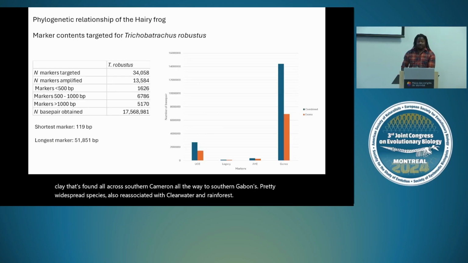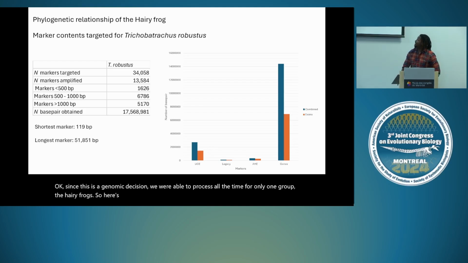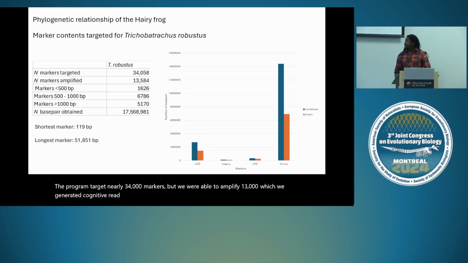Okay, since this is a genomic session, we were able to process all the data for only one group, the hairy frogs. So here's a cut down of what we were able to generate using FrogCap. The program targets nearly 34,000 markers, but we were able to amplify 13,000, which we generated a concatenated read for, worth 17 million base pairs. The shortest marker was around 119 base pairs, and the longest was a little over 50,000 base pairs.